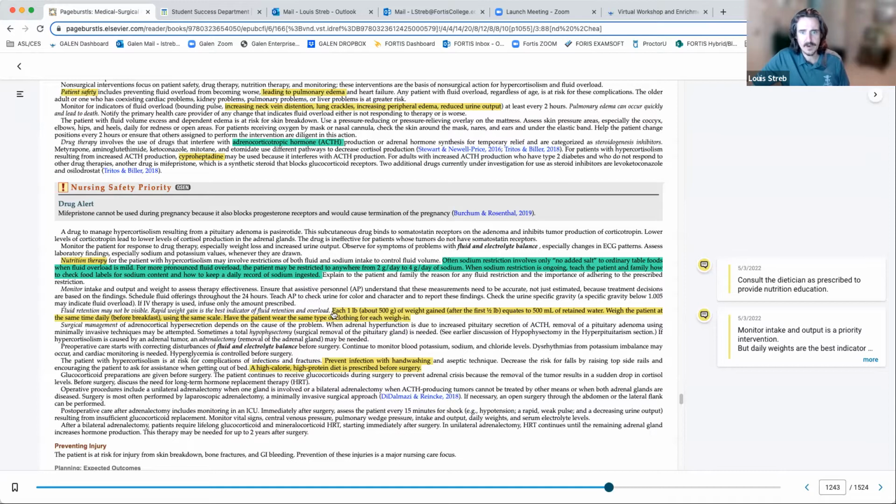I've already talked about this right here. Each pound of weight gained equals 500 mLs. I said that 2.2 pounds equals a liter. You kind of get it here. Make sure you understand that you have to weigh every day before breakfast, exact same thing. So much here that I even said it. Monitor eyes and nose. That is a priority intervention. Daily weights, best indicator. Prevent infection.